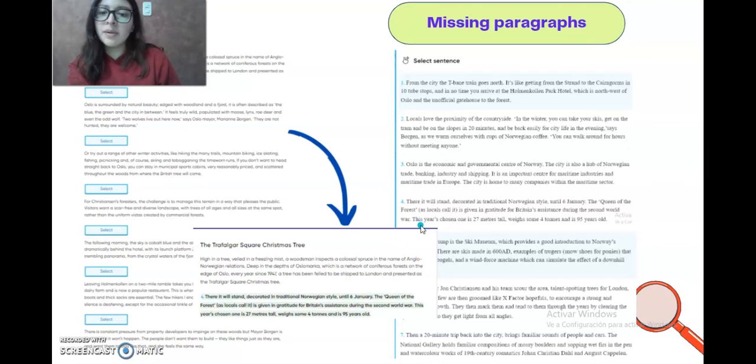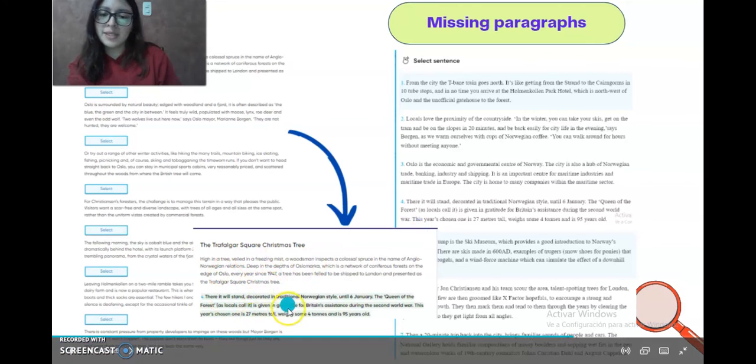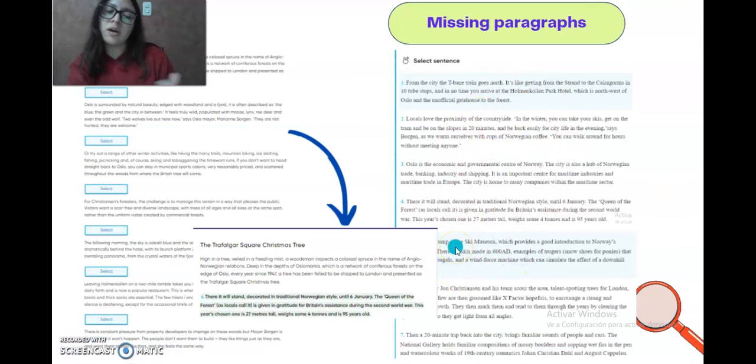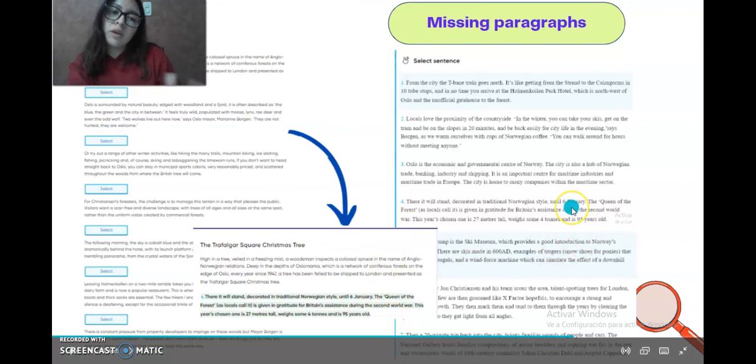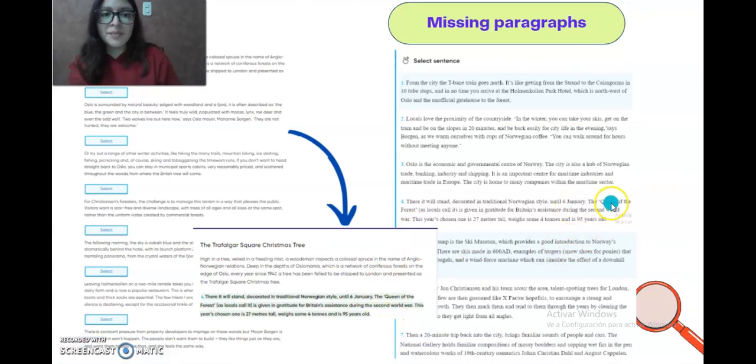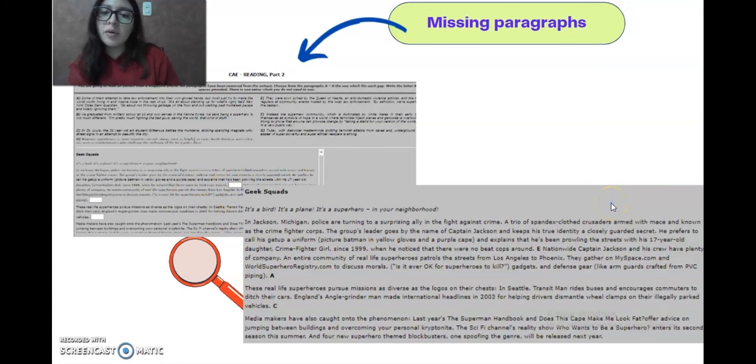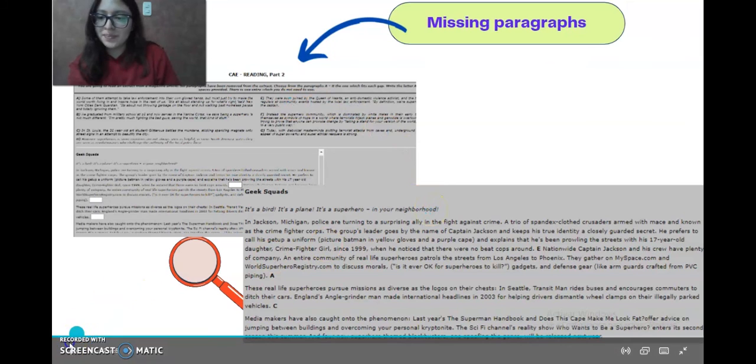Here we have example number 1. In this first part, it's talking about a Christmas tree tradition in Norway, and as you can see in the missing paragraphs, the only option that talks about the tree is option number 4. That's the only one that's talking about the tradition. The same with number 2 about geek squads, and it's talking about 2 cubs. Option letter E says "they", so that's the only paragraph that describes the cubs.